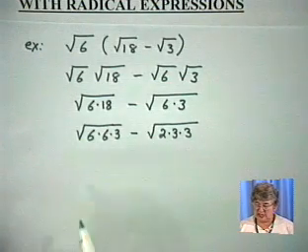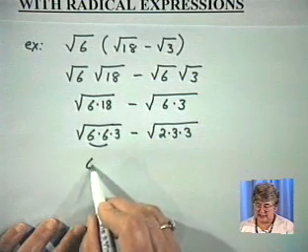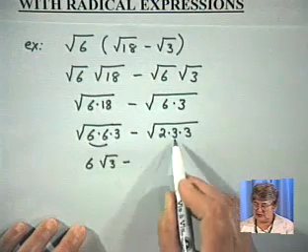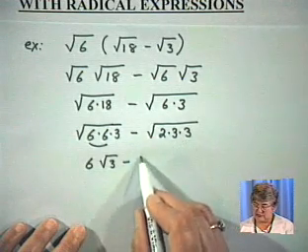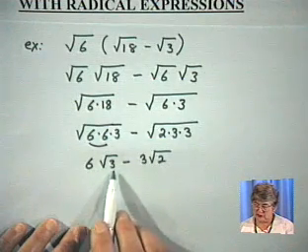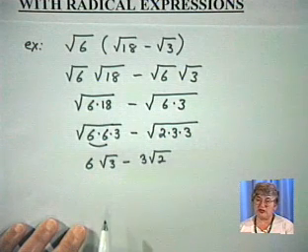We've got a perfect square inside the radical, 6 times 6. We can remove that to the outside. It becomes 6 on the outside. 6 times the square root of 3 minus, we can remove the perfect square here to the outside. The 9 comes out as a 3 times the square root of 2. So we've got 6 square root of 3 minus 3 times the square root of 2. And that's as far as we can go.